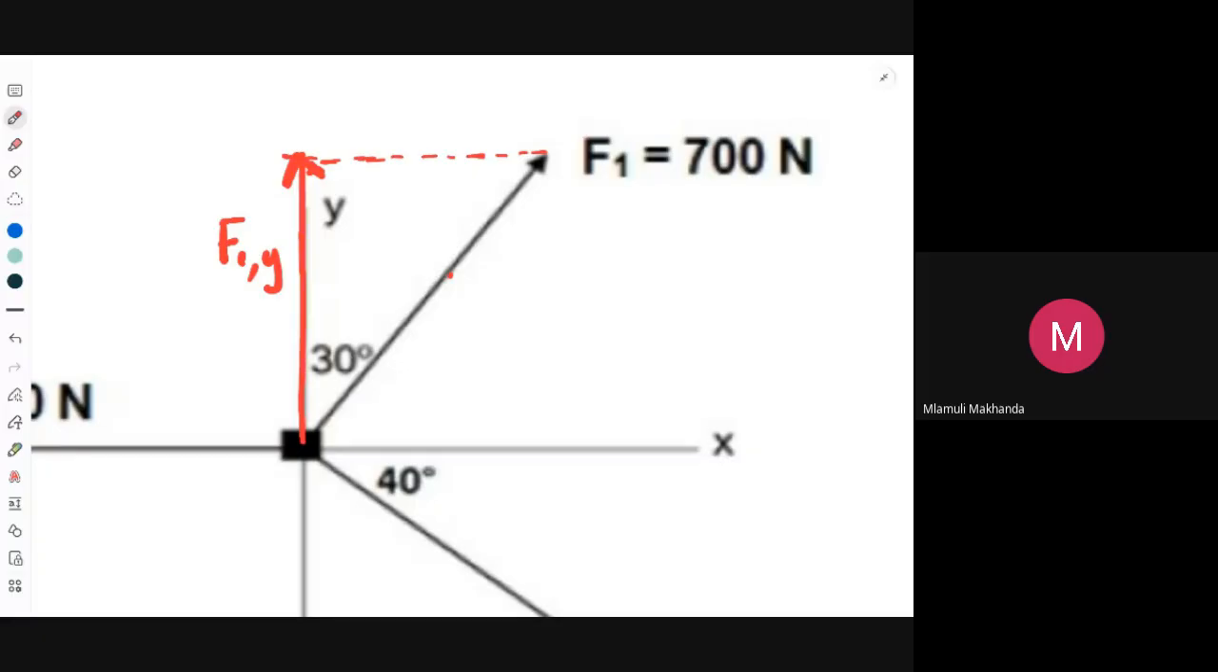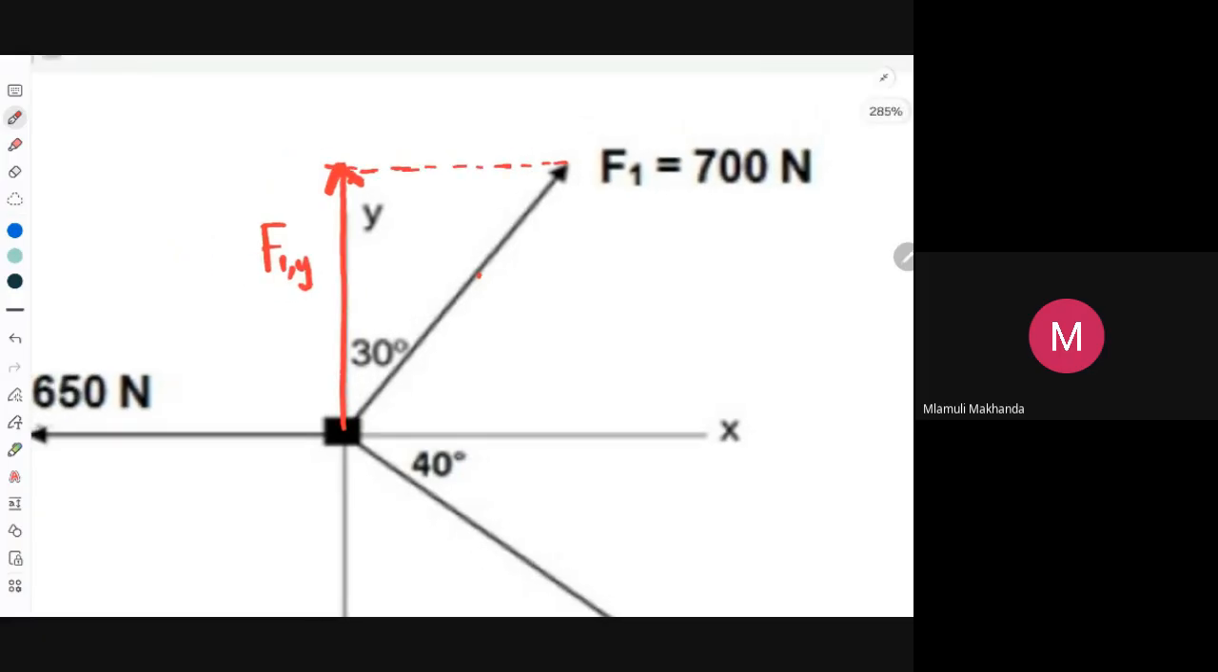Depending on which textbook you use, some textbooks may say F1 and then write the Y differently. It's the same thing, really. Or if you like, we can just call it F1Y. It's up to you. I just like using this. It makes sense in science or engineering, really. So now that's F1Y. Let's find F1X now.